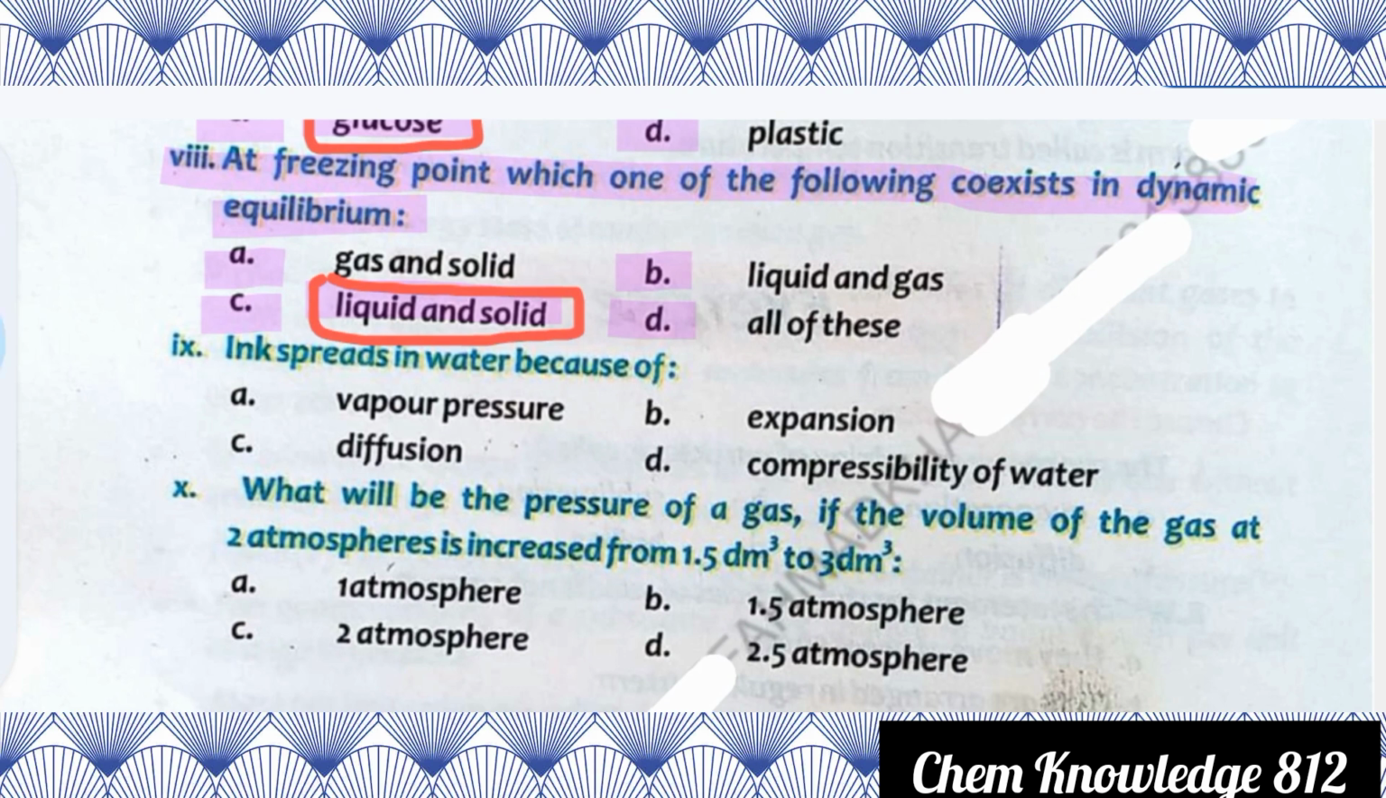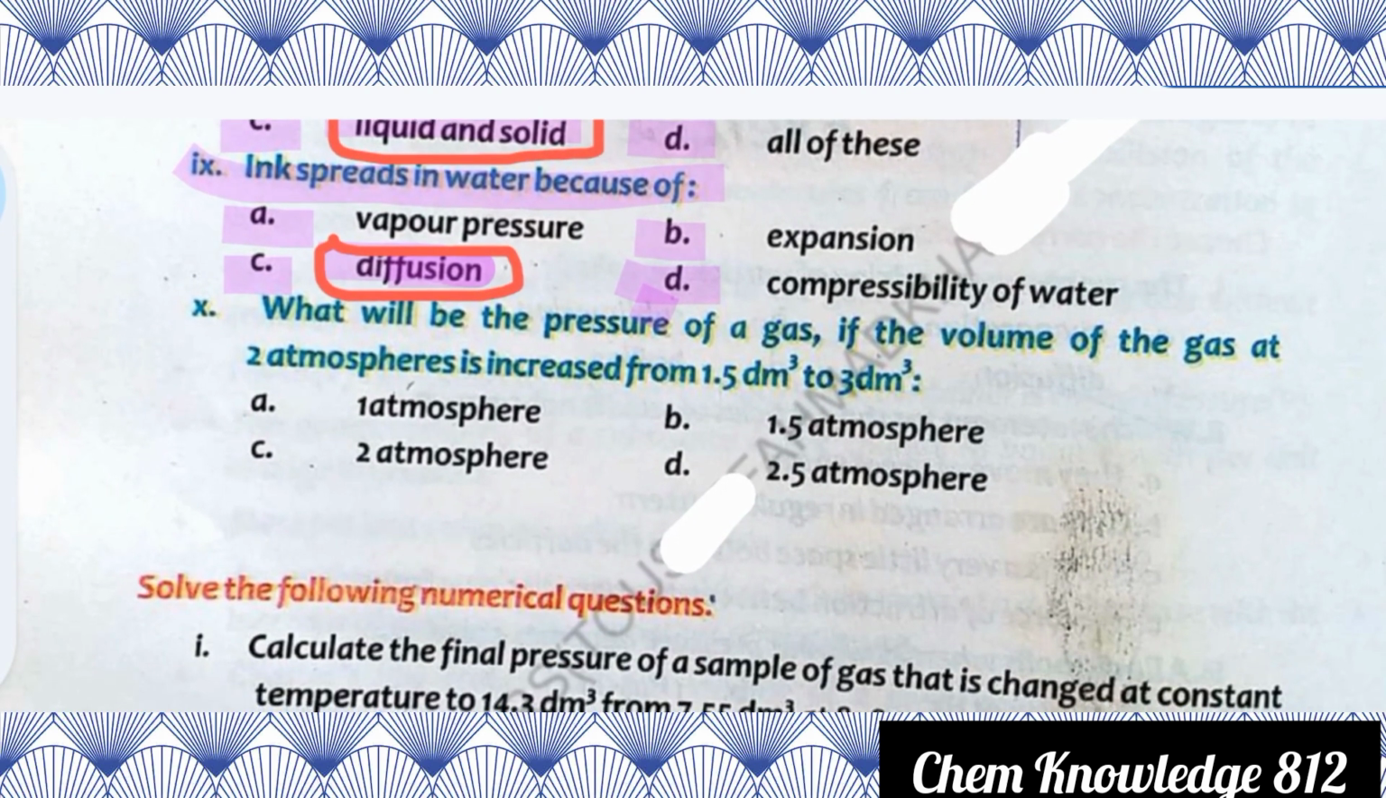Number 9. Ink spreads in water because of A, vapor pressure, B, expansion, C, diffusion, and D, compressibility of water. So, C is the correct answer, because the ink spreads in water due to diffusion.